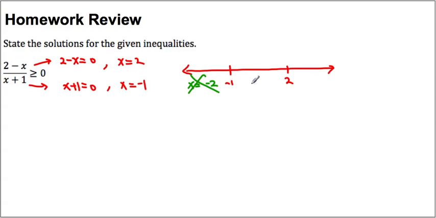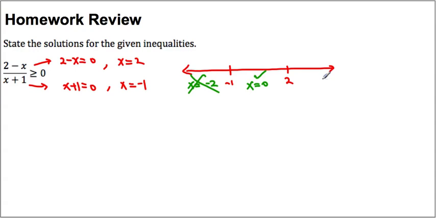In between, what if I plug in x equals 0? Then we get 2 minus 0, which is 2. Denominator 0 plus 1 becomes 1. So 2 over 1, which is equal to 2. Yes, that's greater than 0. So the middle section is okay.